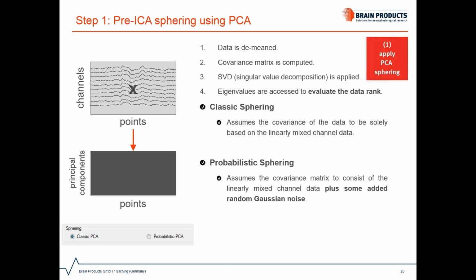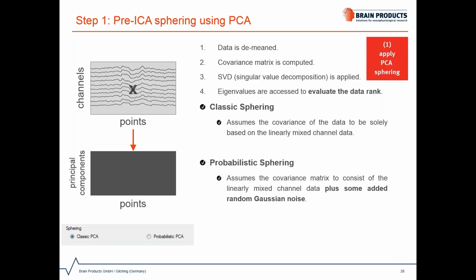So we talked about the sphering before, and I mentioned that it is considered a necessary prerequisite for ICA because it actually leads to a better and a faster convergence. We actually do not need to go into details here because the sphering is also happening automatically in Analyzer, so you do not have to make a decision on the single steps of the sphering. But there are two options, as you just saw in the dialog. One is called classic sphering and one is called probabilistic sphering.